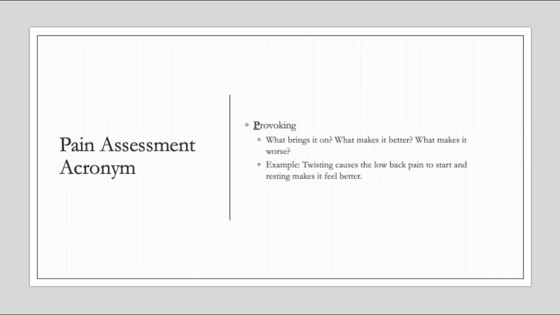The first one is P for provoking. So we want to ask them what brings it on, what makes it better, what makes it worse. An example of this is that they might say, well, twisting causes my low back pain to start and makes it worse, but resting makes it feel better. Now, as you know, this is very typical of other pain assessments. So this is not just specific to hospice and palliative care, but it needs to be included no matter what type of patient you're seeing.